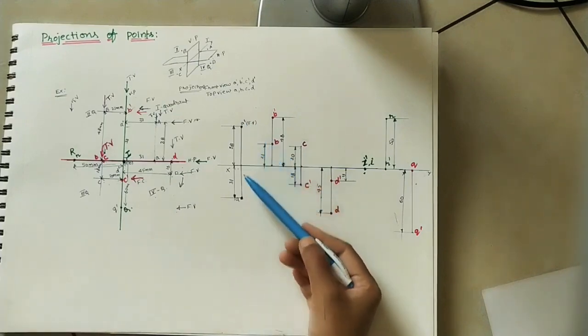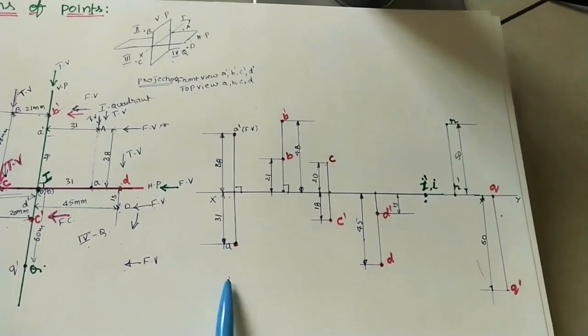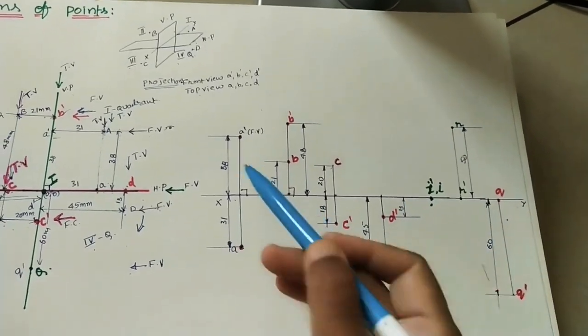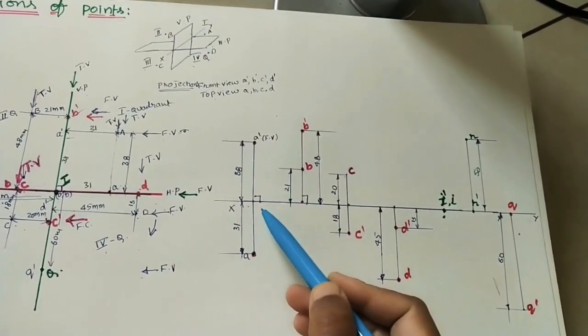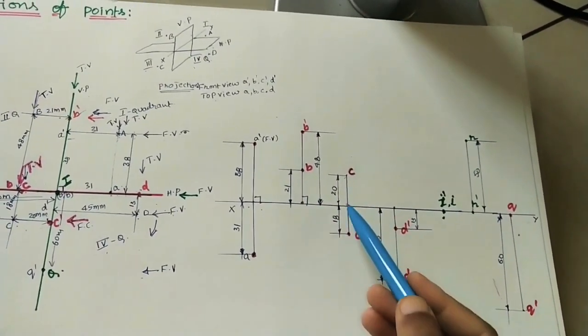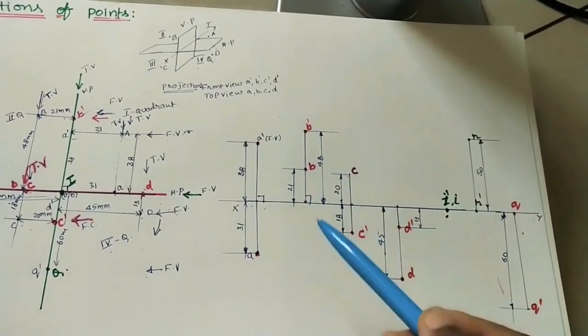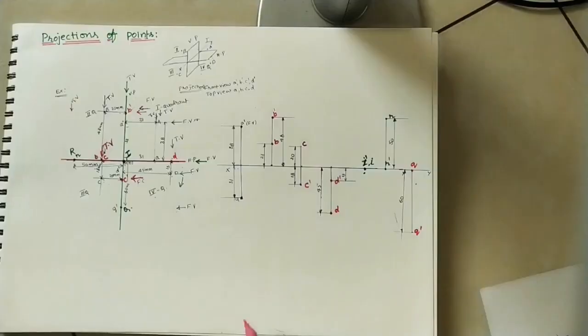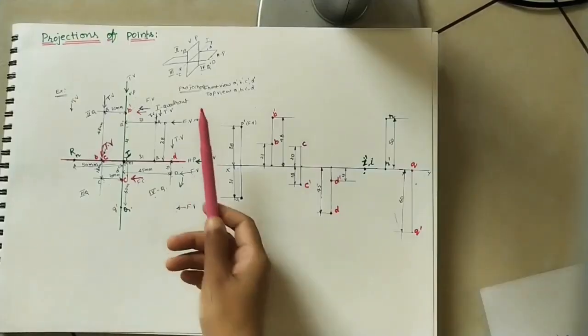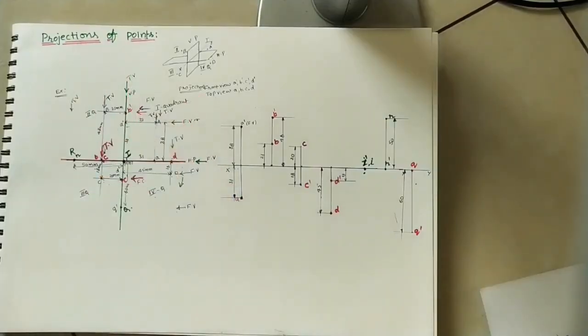This line is called the projector line. Remember, the angle between the XY line, that is the reference line, and the projector line is 90 degrees. Okay. In all the cases it is 90. So these projector lines are perpendicular to this XY line. This is the procedure of marking the projections of the given points.